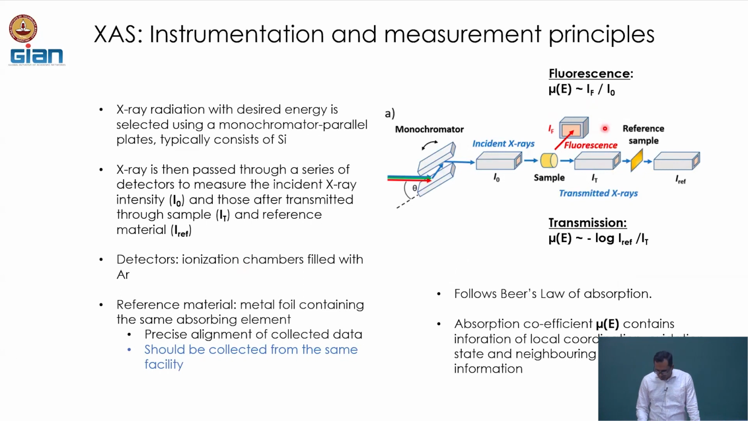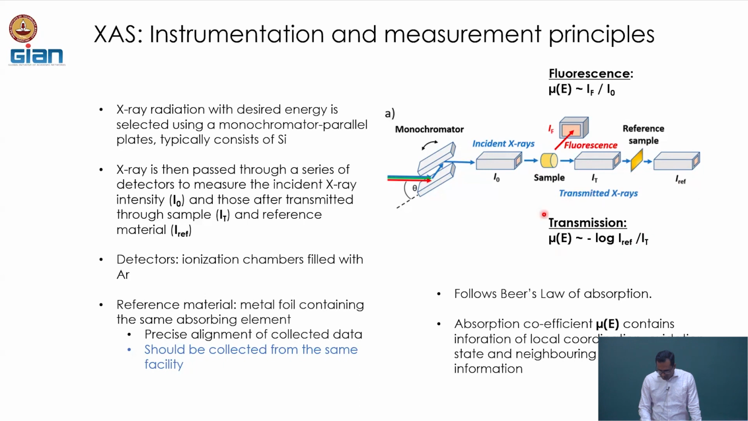So, in the transmission mode, what we do is that we pass it through the sample, so we get the transmitted beam, or we pass it through the reference sample such that we get the reference intensity and all. And what we are trying to calculate is nothing but the absorption coefficient, that is how much of the X-rays is being absorbed by the sample when we tune the X-ray energy from a low energy to a higher energy. Okay.